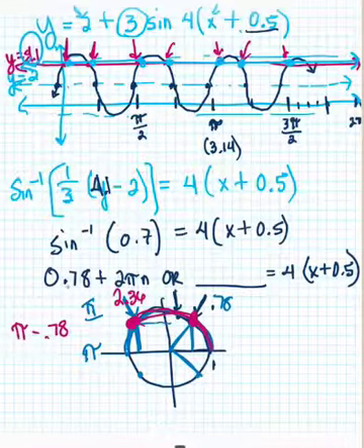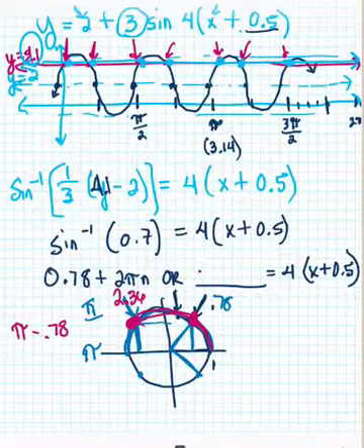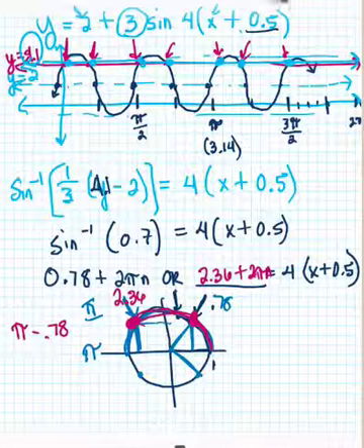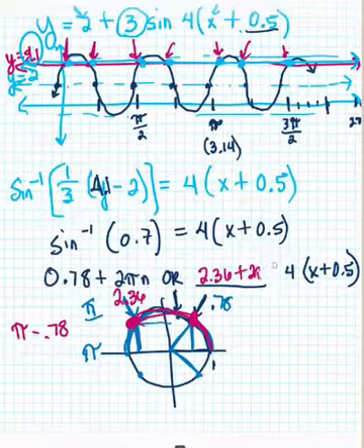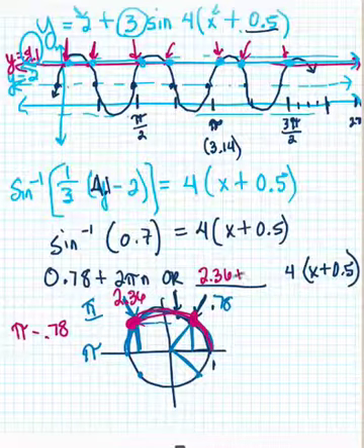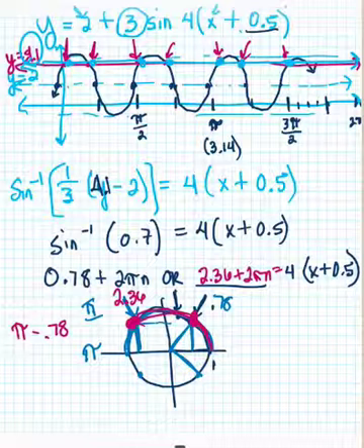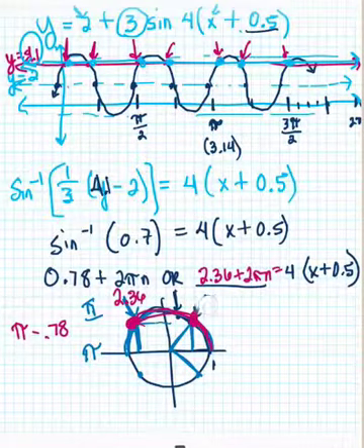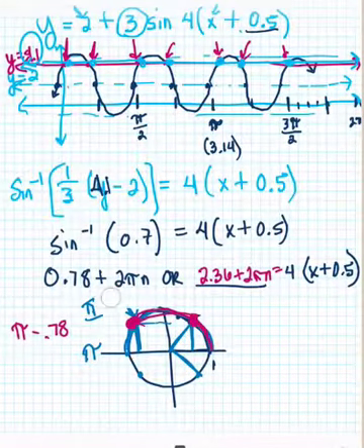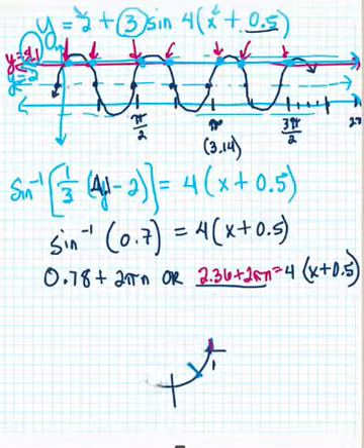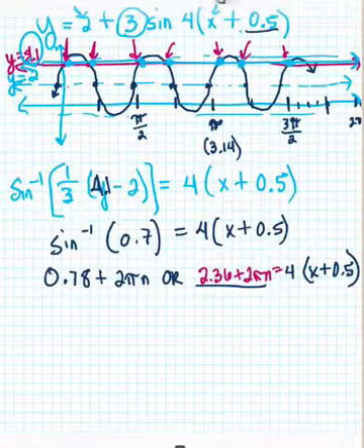So it's going to be 0.78 plus 2 pi n, or it's going to be 2.36 plus 2 pi n, because you could keep circling over and over and over again. Let me erase; plus 2 pi n equals 4. All right, hopefully that helped see the difference with the sine and the cosine, because that's the whole trick. Other than that, it's really just the same as what we've done before.